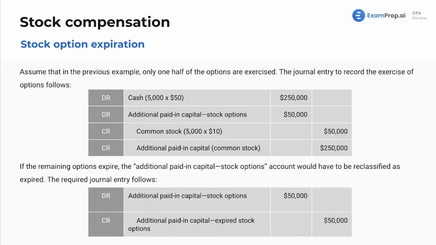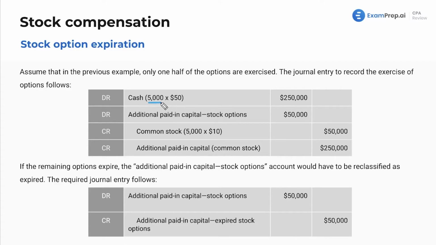Last slide here. So what about a theoretical? Well, assume in the previous example, only one half of the options were exercised. The journal entry to record the exercise of the options is the same. It's the same, right? Same accounts. But here we're dealing with half of the numbers, right?